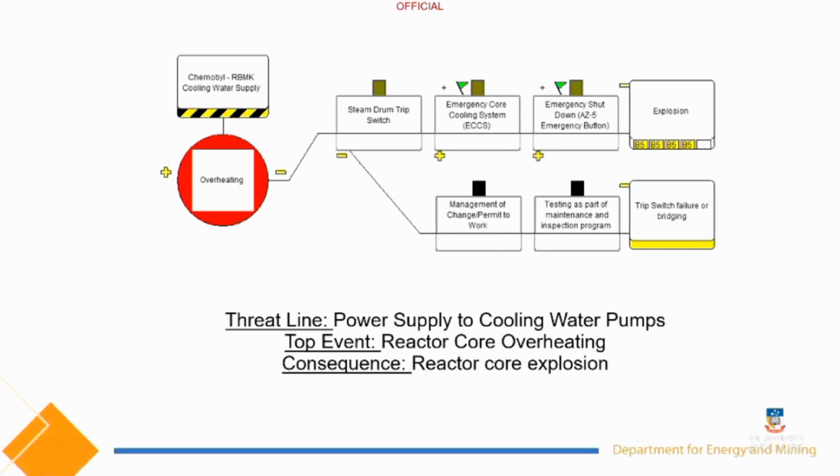So, if we get to overheating, then the threat line here is the power supply to the coolant water pumps, but the top event is the reactor overheating. The consequence is the core explosion, which is not the consequence in terms of effects on the environment or the loss of containment, but this is simply the explosion incident. The steam drum trip switches, if the trip switch failure or bridged, that control was non-existent.